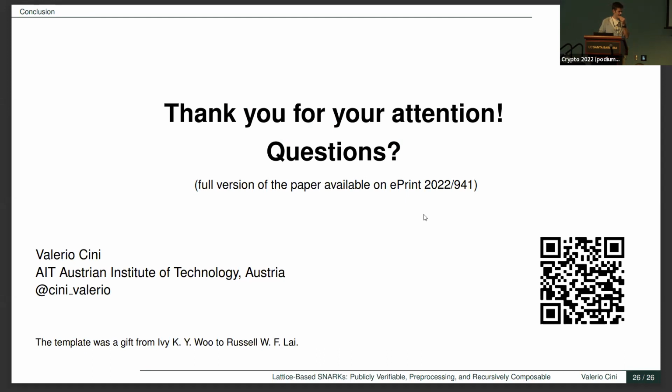Questions? Yep. Hi, thanks for your talk. I have a question. What are the challenges to decrease the CRS, or public parameter size, from quadratic to linear? Because now it's quadratic, right? Yeah. So the problem is that the parameter size increases exponentially with the degree of the polynomial that you want to support. So that's why we restrict ourselves to polynomials of bounded degree. Okay, thanks.